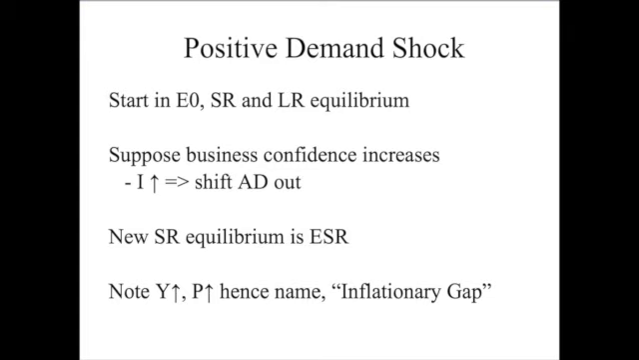So we start at some equilibrium level in short-run and long-run equilibrium, and suppose business confidence increases. Maybe it's totally irrationally. So businesses are just investing a lot, perhaps in housing. So this would be the situation in the mid-2000s. So there's a ton of investment in residential housing.